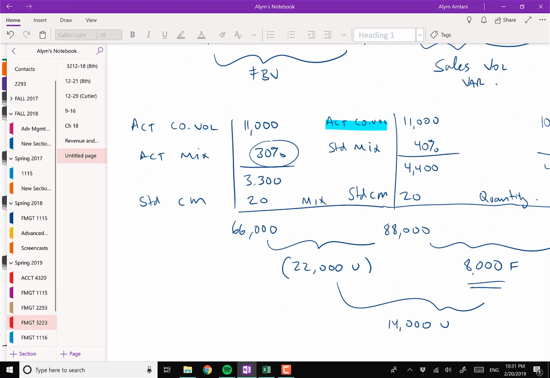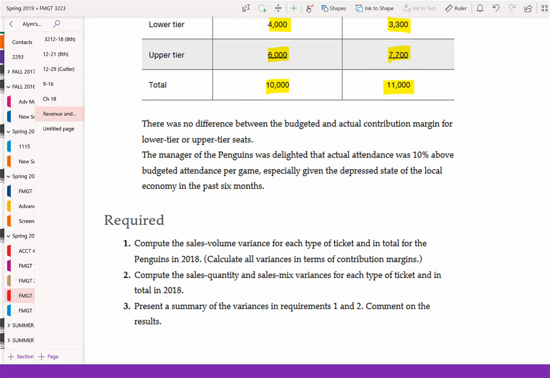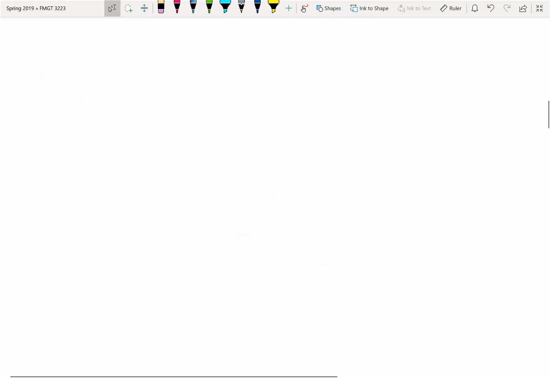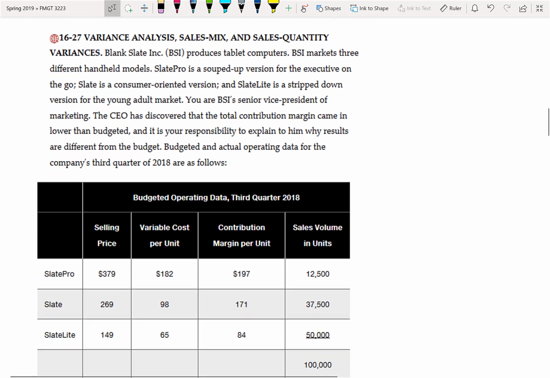Let's take a look at another question here. The next one we're going to look at is a lot more complicated in the sense that there's a lot more products, but the approach we're going to take is exactly the same. Again, we've got another company. This one's called Blank Slate Inc., and they produce tablet computers.